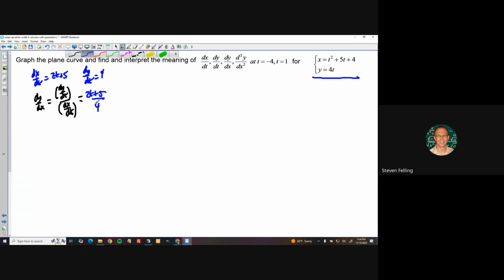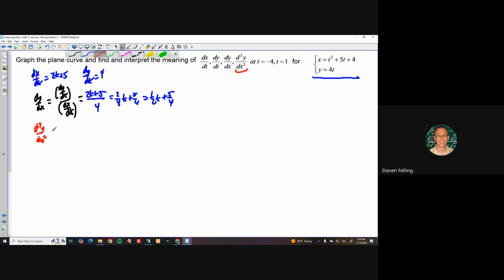Okay, and then if I wanted to write that another way, this is 2/4 t plus 5/4, or 1/2 t plus 5/4. Okay, so just simplifying it. Now I want to do one last derivative, which is the concavity derivative. What is the second derivative of y with respect to x squared?